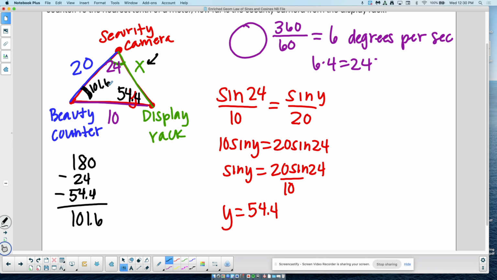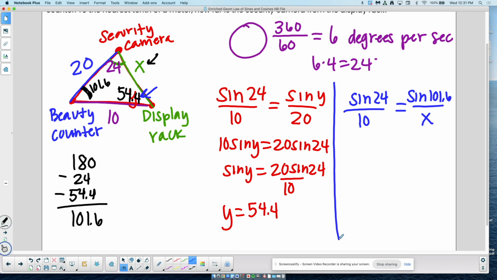So now we can use law of sines one final time to figure out what the distance between the security camera and the display rack is. Always go back to your constant ones that you didn't approximate. Since we approximated on this angle, let's use the 24 and 10. So I have the sine of 24 degrees, which is across from side length 10, is equal to the sine of 101.6 degrees over side length x.